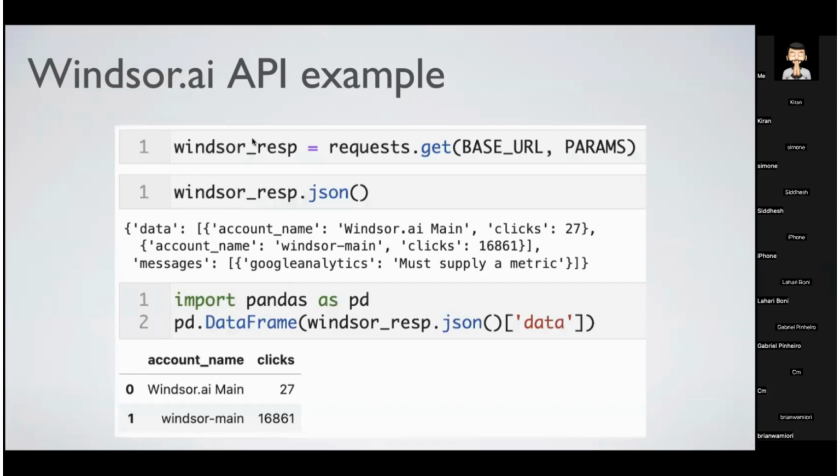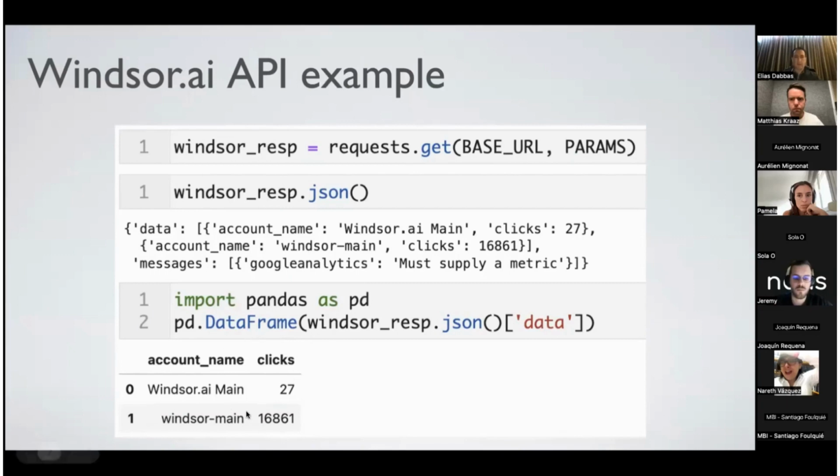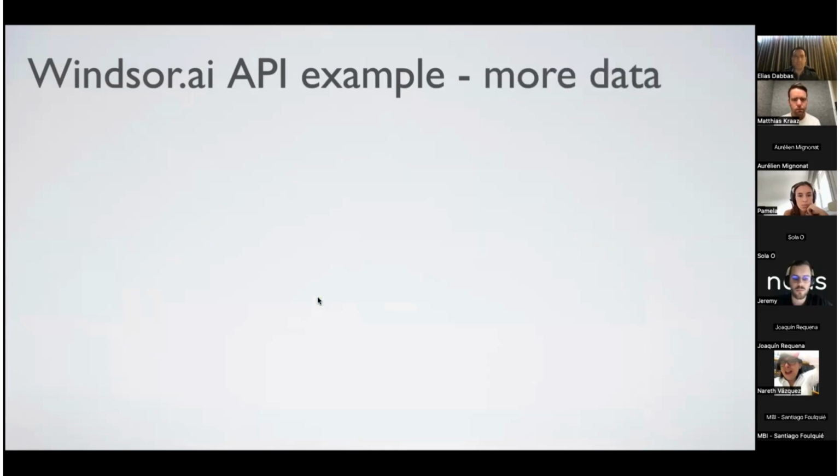We run it the same way. Windsor response is equal to requests.get, again with URL and params. And a very interesting attribute of the response object is the JSON method. When you run the JSON method, you get the response in a JSON format, which can very easily be converted into a data frame, as you can see here. And now we have a very nice, easily readable report that shows us how many clicks we got for the accounts that we requested, out of all the accounts that we have.